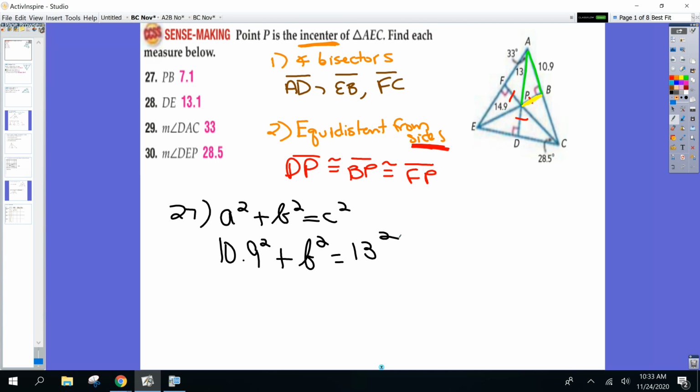All right, so I hyped all that up and you didn't even need any in-center facts, huh? But for 28, 29, and 30, you certainly did. So let's go to 28 now. I'm not going to do that algebra for you. You can do that. 28 says find DE now. Everyone look at my diagram. DE. Do you see DE as part of a right triangle as well?